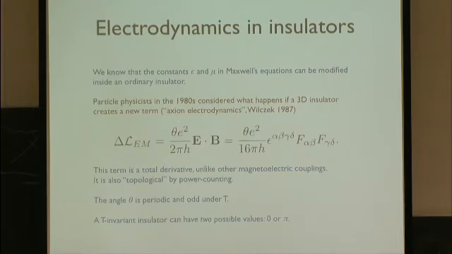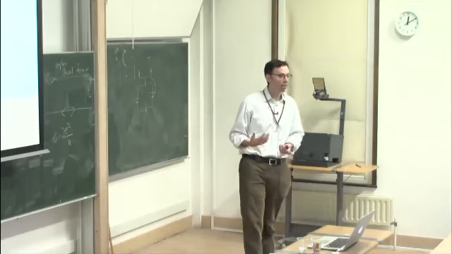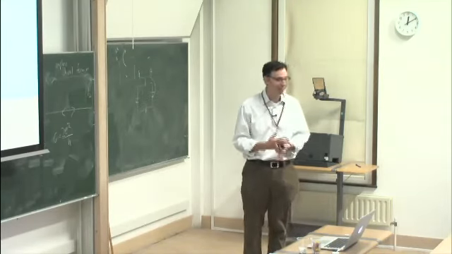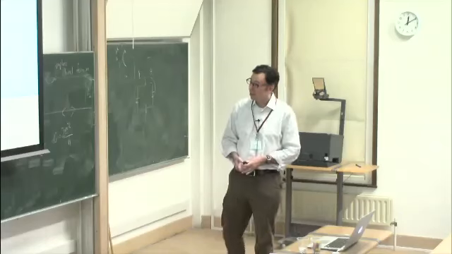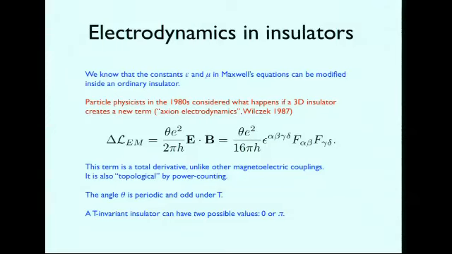Basically, if I think about time reversal, that takes theta to minus theta. Theta equal to 0 is fine. Theta equal to pi is also okay, because pi gets taken to minus pi. Once I believe in periodicity, I'm okay. So that says that if I have time reversal invariant insulators, and they should be 3D to have this effect, then there are two possible values of theta, which are 0 and pi.